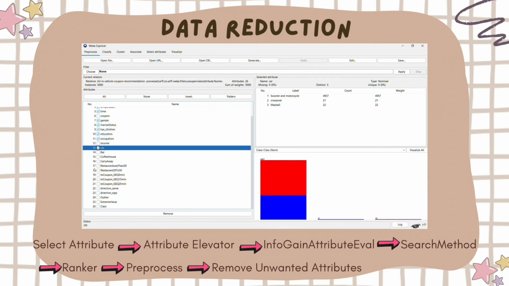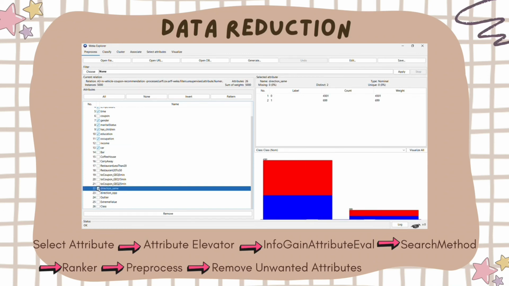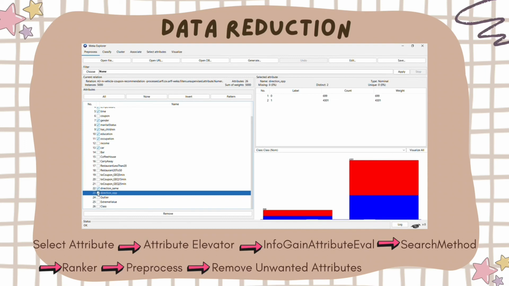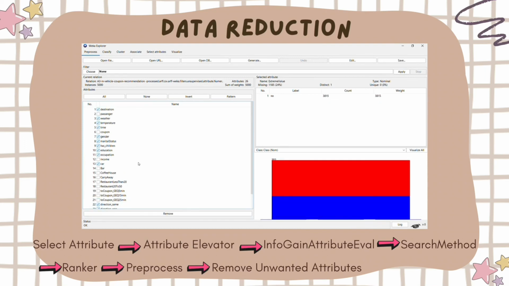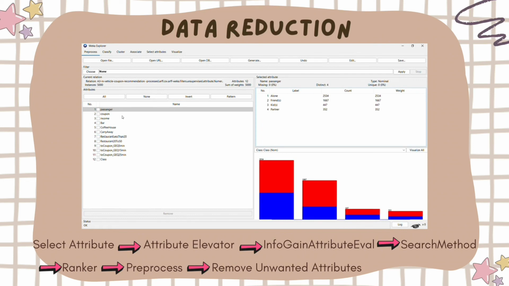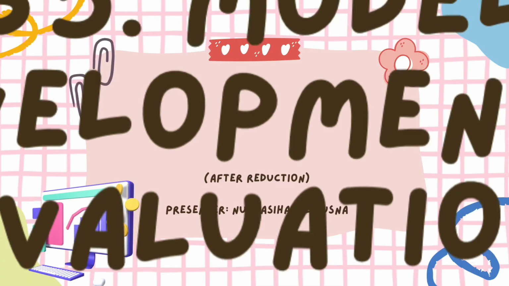followed by direction same, direction opp, and then outlier and extreme value. After choosing all these attributes, I'm going to click remove, and here it is. These are only the attributes that we are going to use in our data set that we have reduced in the data reduction. That's all.